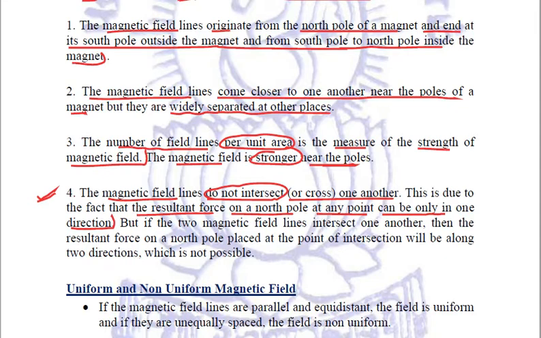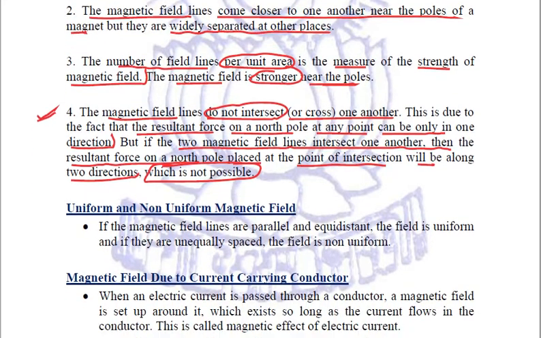And if two magnetic field lines intersect one another, then the resultant force on a north pole placed at the point of intersection will be along two directions, which is not possible. So we can say that this is a proof by contradiction, that we are proving that magnetic field lines do not intersect each other. Clear? So these are a few properties or attributes or characteristics of magnetic field lines, which are also called magnetic lines of forces. Now let's talk back to the magnetic field.